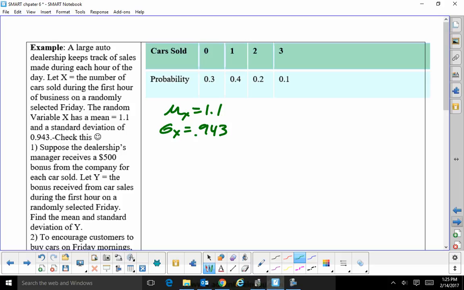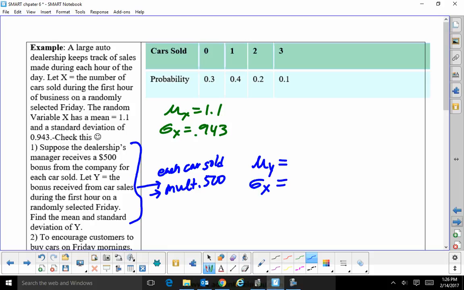Suppose the dealership's manager receives a $500 bonus from the company for each car sold. Okay, so this is part 1. Find the mean and the standard deviation of Y. So what is this telling me to do? Each car sold is telling me to multiply by 500. So this is just saying you're going to transform by multiplying by 500. Now that's what Y is. So now I can find mu sub y and sigma sub y. Can you go find those two values?